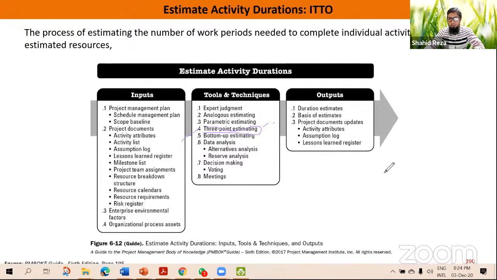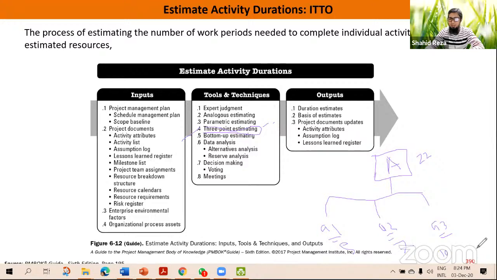What is bottom-up estimating? Say, for example, you are going to estimate activity A. But the size of activity A is big, so you cannot estimate it. What you can do is break this activity down into smaller components like A1, A2, and A3. Then you estimate A1, it will take 5 days; A2 say 7 days; and A3 10 days. Now adding up all these durations, 5, 7, 10, we can say this activity will take 22 days.